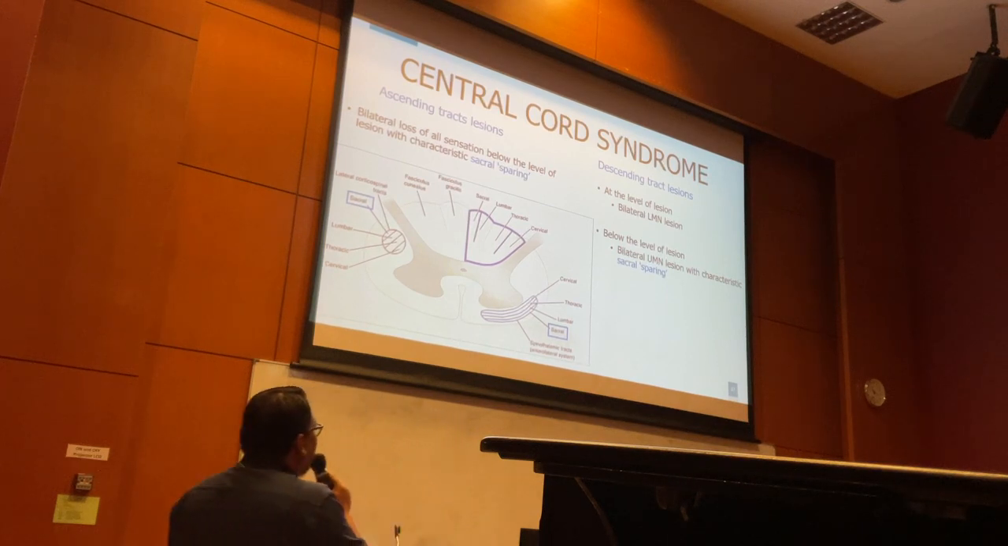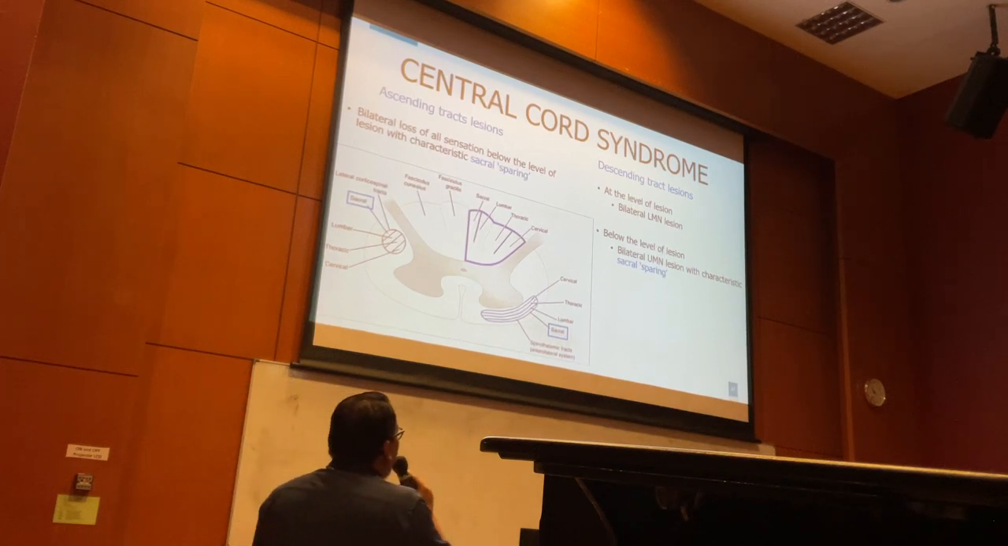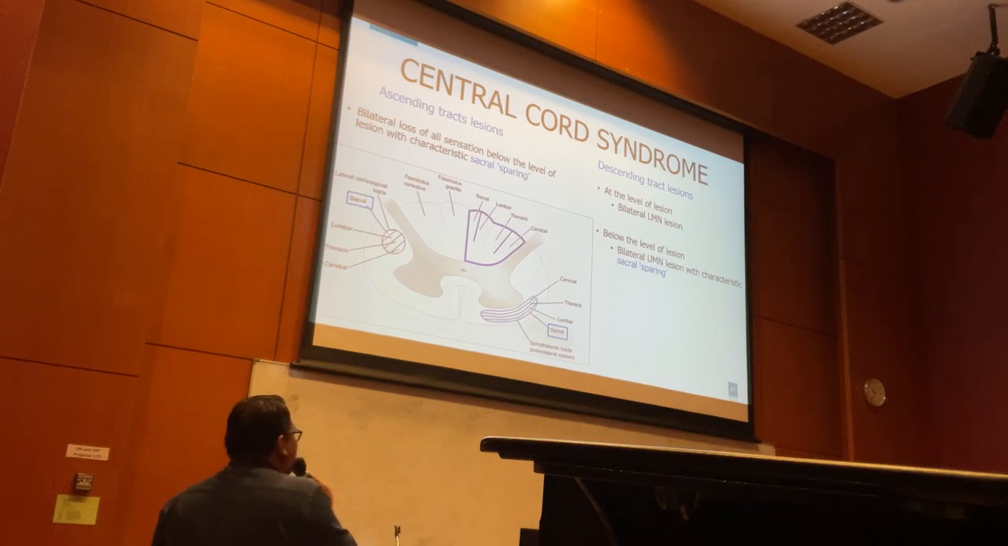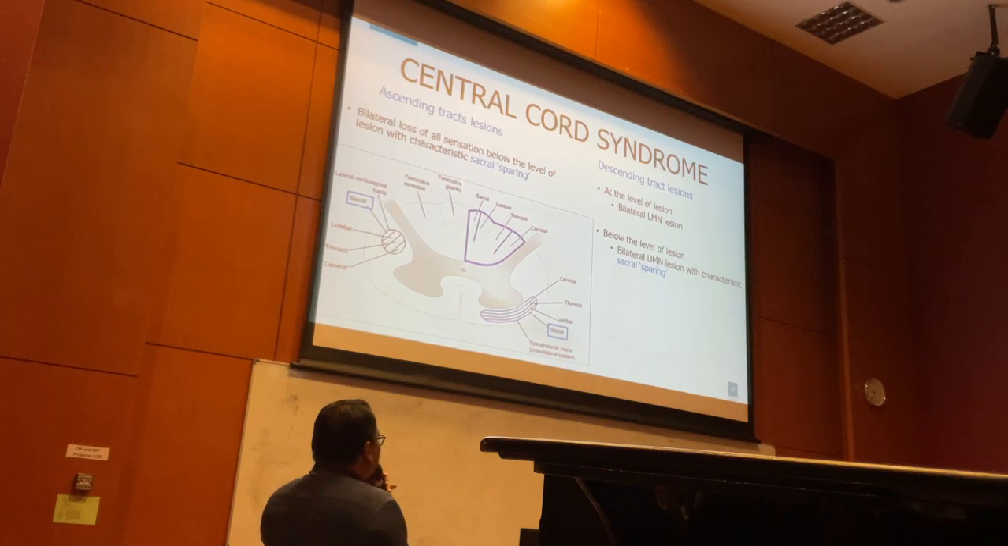Okay, then descending tract sama, at the level of the lesion, bilateral lower motor neuron lesion. Below the level of the lesion, bilateral upper motor neuron lesion with characteristic of the sacral sparing as well. Okay.